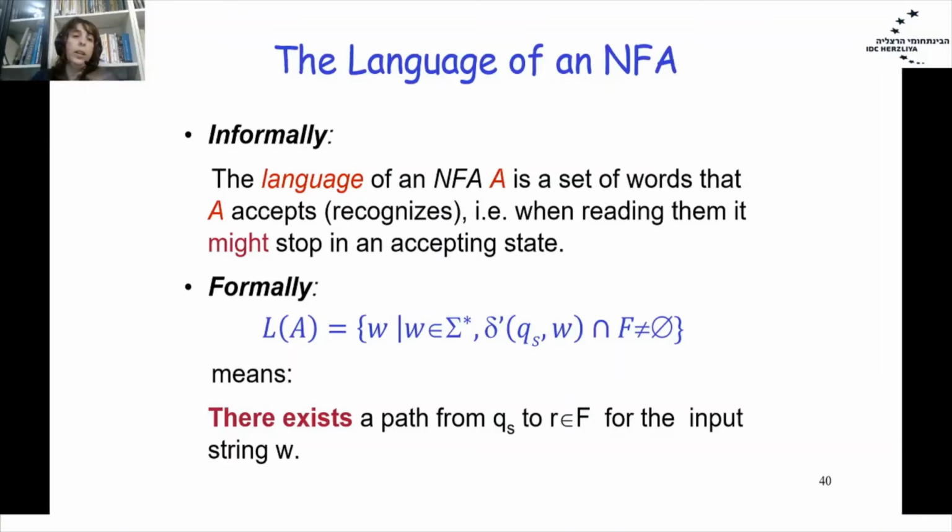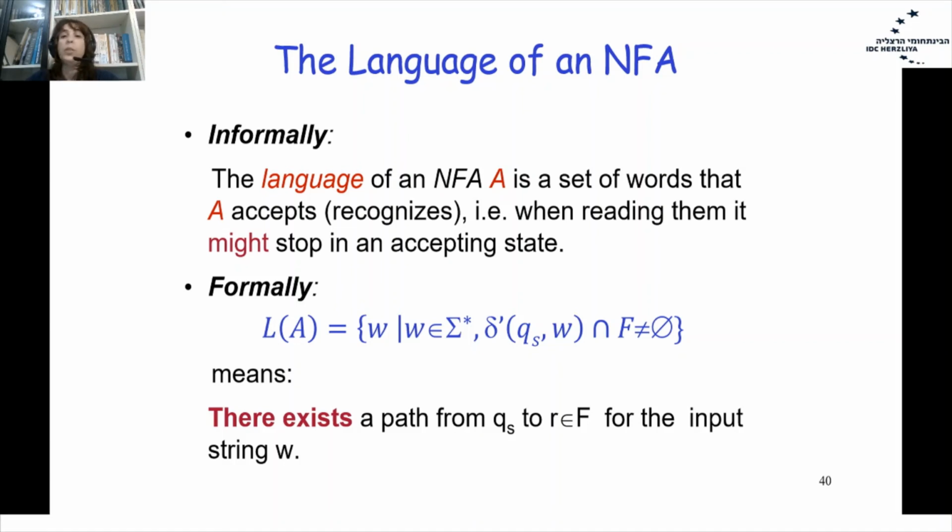As usual, after defining the automaton, we should define what the language of this automaton is. The language of an NFA A is the set of words that A accepts or recognizes. That means that we read the words and we might stop in an accepting state. So we have all the words for which, after checking all the paths, at least one path was an accepting path.